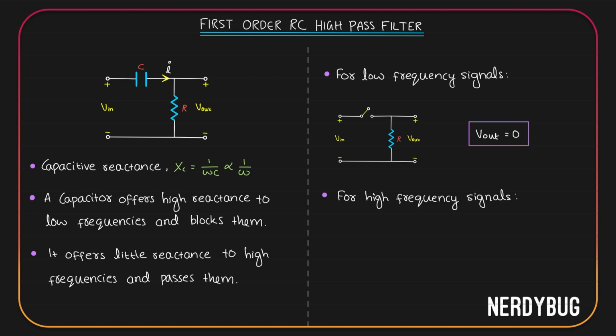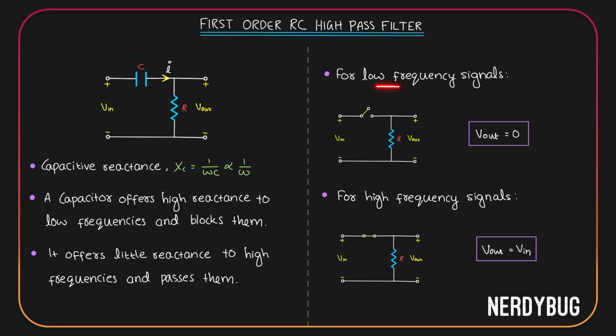Now let us draw the circuit model for high frequency input signals. When frequency is really high, capacitive reactance will be really low. So we can model the capacitor as a closed circuit. The circuit model will look like this. Here the V input is directly applied across the resistor and the output is also taken across the resistor. So we can write V output is equal to V input.